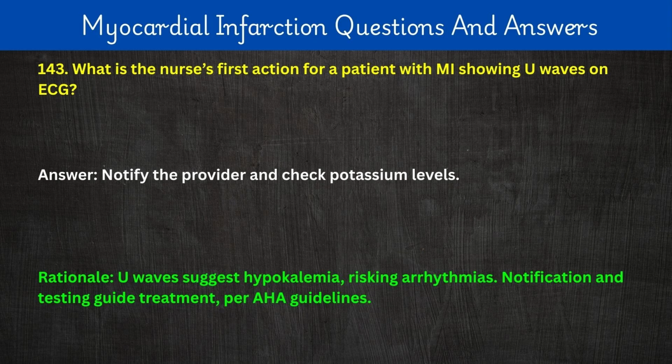143. What is the nurse's first action for a patient with MI showing U waves on ECG? Answer: notify the provider and check potassium levels. Rationale: U waves suggest hypokalemia, risking arrhythmias. Notification and testing guide treatment, per AHA guidelines.